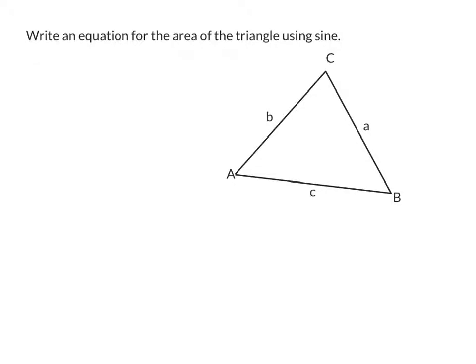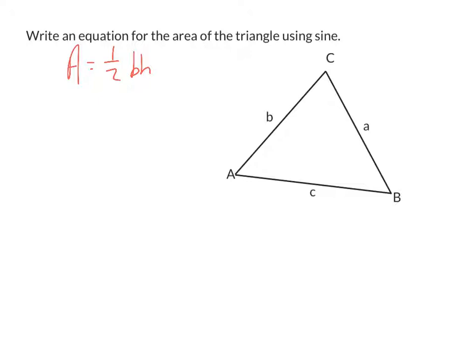Hello. In this video we're going to come up with an area formula for a triangle using our trig function of sine. And so the directions here just say to write an equation for the area of this triangle using sine. And we know that the area formula for a triangle is 1/2 of the base times the height. Now the problem is we don't really have a height in order to pull this off.